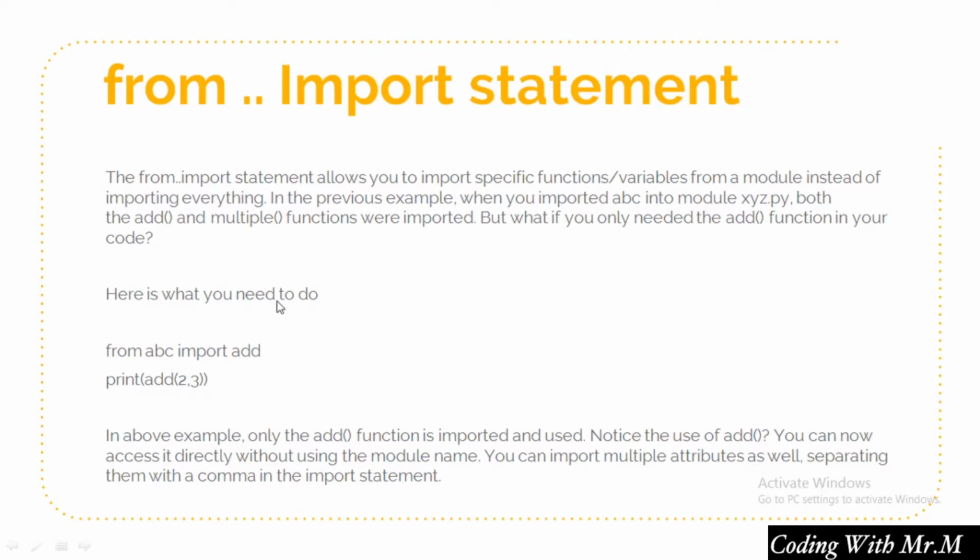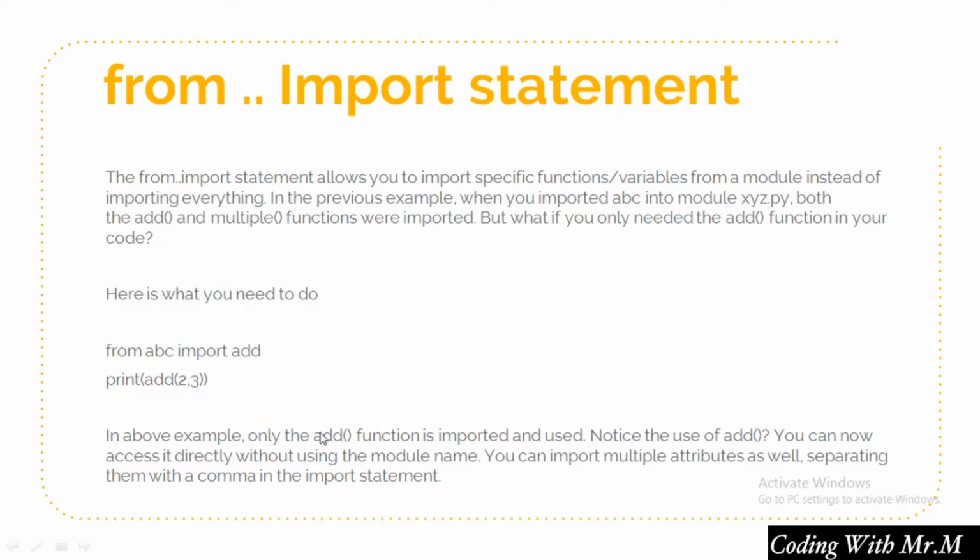So here is what you need to do. We can say from abc import add. Now we are actually importing the add function from the abc module. So we are saying from the abc module import only the add function. Now we can only use the add function in the xyz module. So actually we are now calling the add function from the abc module, and it is returning the result 2 plus 3, which is equal to 5.